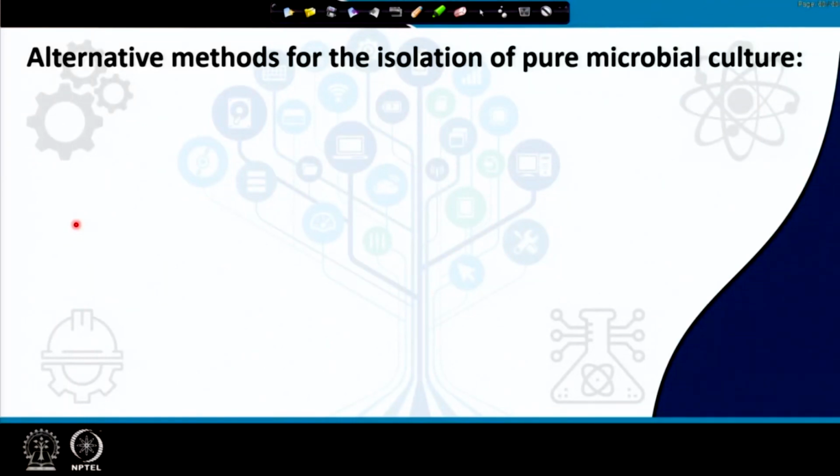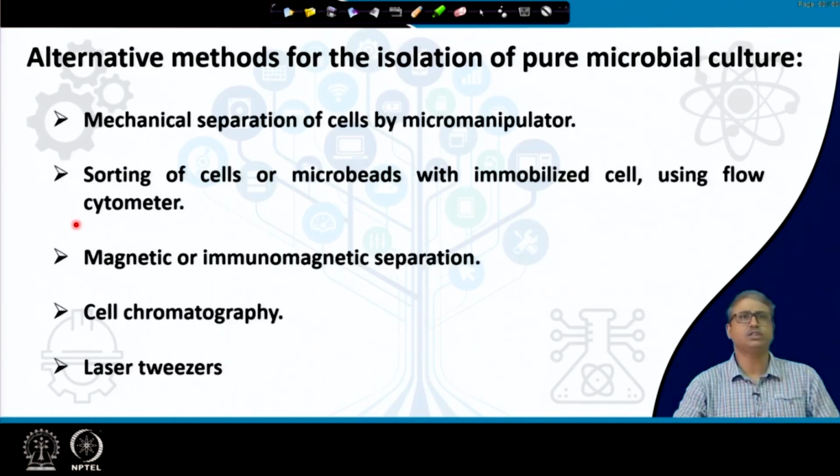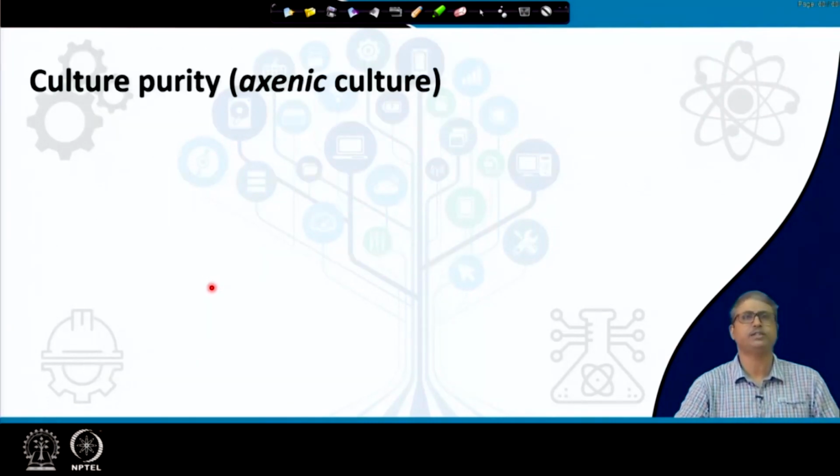Now, apart from this agar tube or tube based method or the MPN based method, there are some alternative methods as well used for isolation of pure microbial cultures, which are mechanical separation of cells by micromanipulator, sorting of cells or microbeads with immobilized cells using flow cytometer, magnetic or immunomagnetic separation, cell chromatography and laser tweezers. So, for different purposes, cells can be separated and then individually the cells can be isolated.